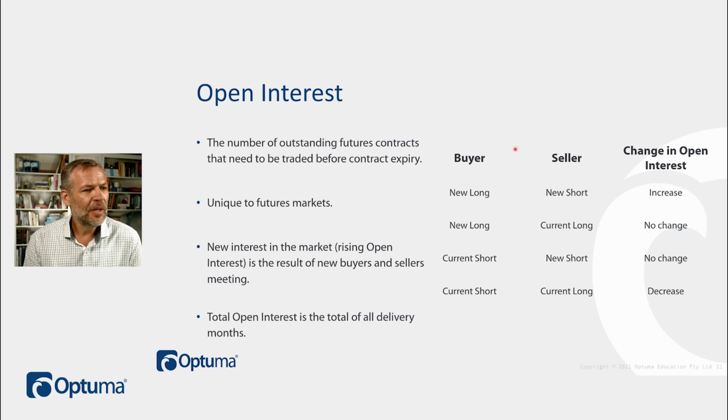So looking at this table, as we said, we've got a buyer. The buyer here is a new long position. The seller is a new short position. Well, in that case, we're not taking up anyone else's contracts, and so a brand new contract needs to be written. And that's when you're going to see open interest increase. Now, let's take the opposite case of that one. If the buyer was a current short wanting to cover, and the seller was a current long wanting to sell out of their position, well, then those contracts cancel each other out, and we're going to see a decrease in open interest.